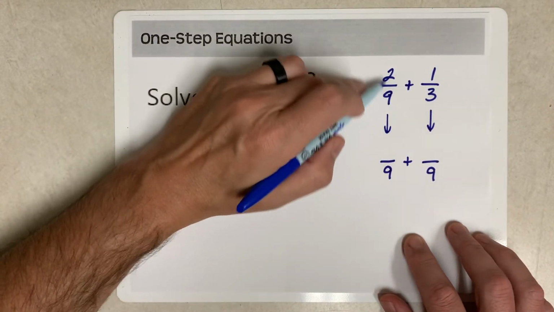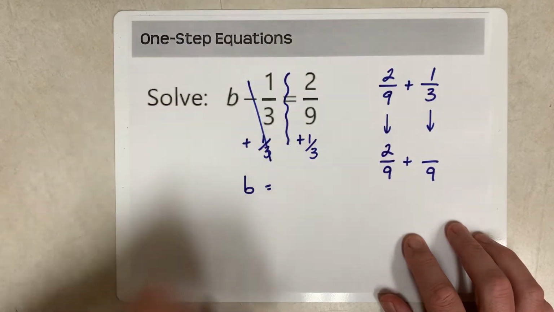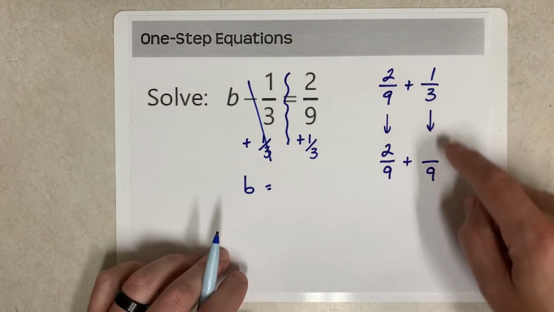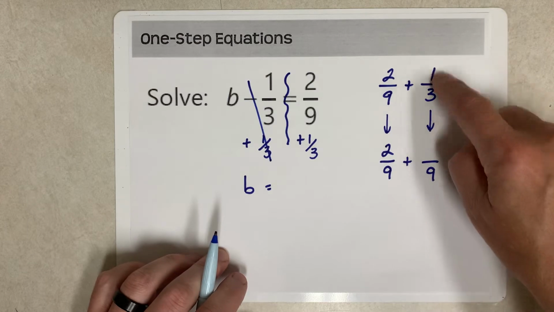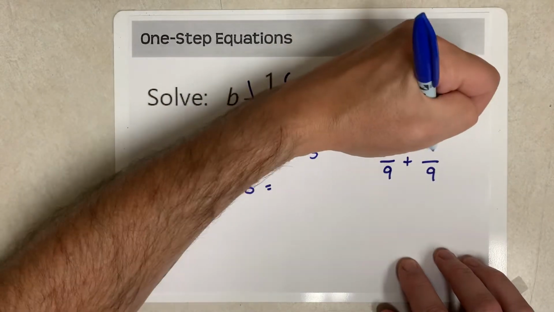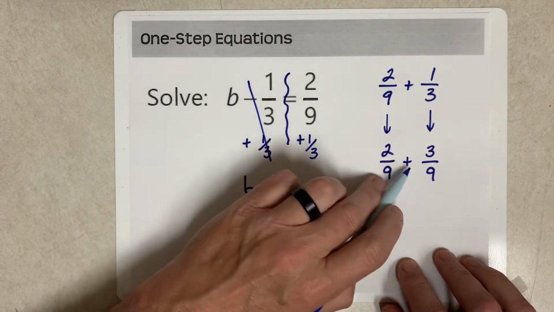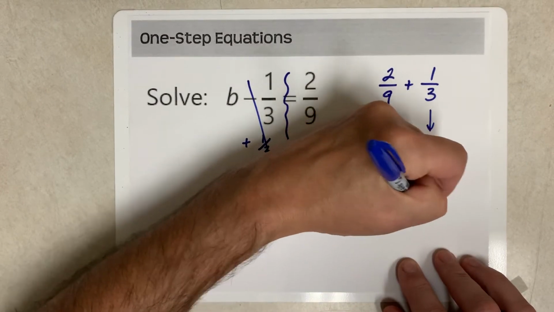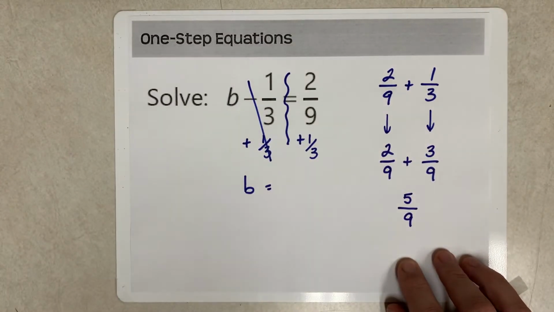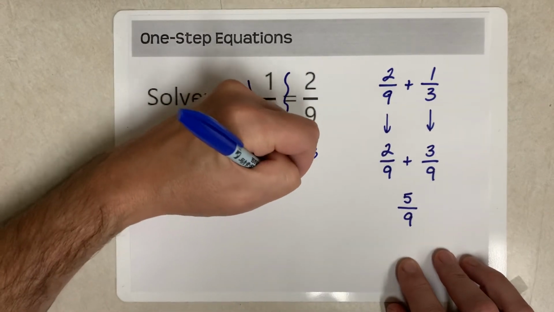Well, I don't really need to rename this one because I've already got the 9 there in the denominator. 3 times 3 is 9. 3 times 1 is 3, right? So 1/3 is equivalent to 3/9. 2 plus 3 is 5. And once you calculate that, you can just put that over here.